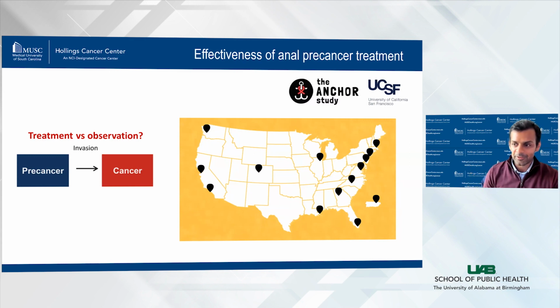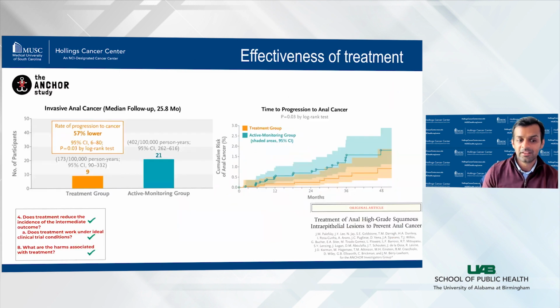To answer this important question, Dr. Joel Palefsky at UCSF led the very important National ANCHOR Study, which concluded last year, and the publication also came out last year. They compared active monitoring versus treatment among over 5,000 persons living with HIV with anal precancerous lesions. What Palefsky and colleagues observed was that when we compare active monitoring against treatment, treatment substantially reduces anal cancer risk. There was a 57% reduction in anal cancer risk over the duration of 4 years.